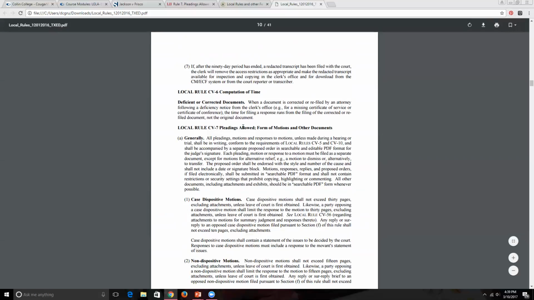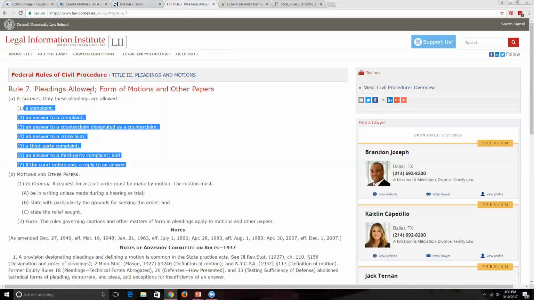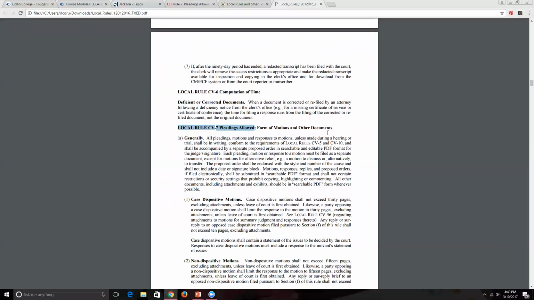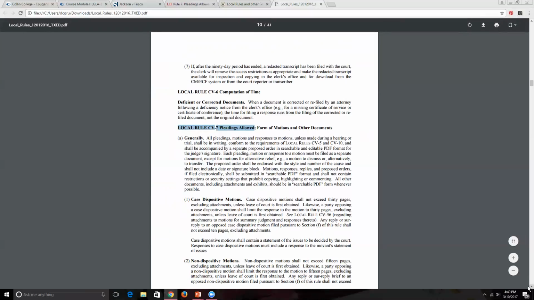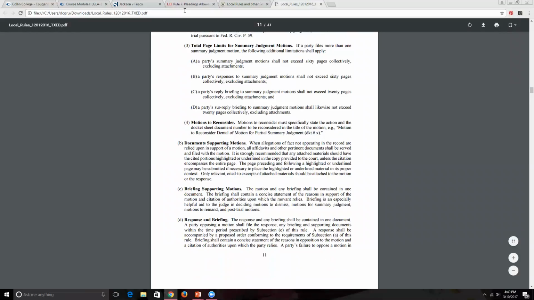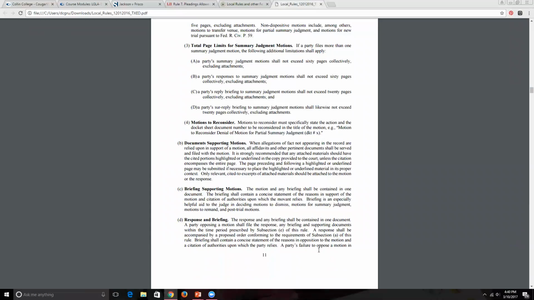We're up to pleadings allowed. You may see that the numbering here tracks with the numbering of the Federal Rules of Civil Procedure. You can see Rule 7, pleadings allowed, form of motions and other papers. And we see here local rule CV 7, pleadings allowed, form of motions and other documents. Many local rules are set up this way. It's certainly handy when they make the local rules track with the Federal Rules of Civil Procedure, to make sure that you're in good shape from that perspective. I'm not going to spend any more time with it. It's always important before you file something that you make sure that you're complying with both the local rules and the Federal Rules of Civil Procedure.